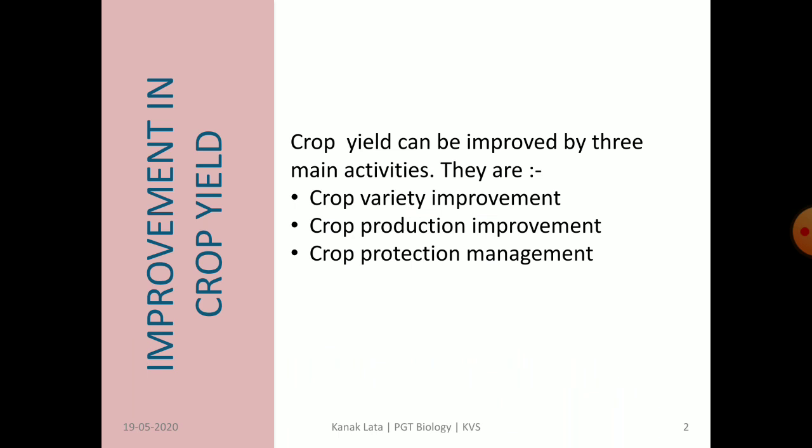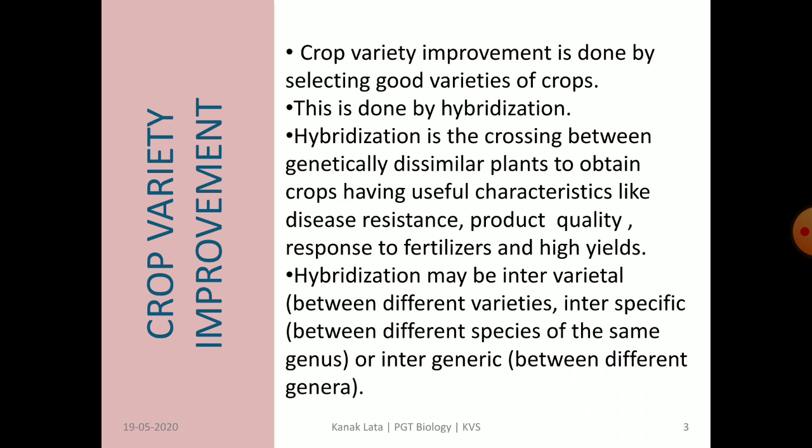Crop yield can be improved by three main activities, that is crop variety improvement, crop production improvement and crop protection management. But in this online session we will study only two, that is crop variety and crop production improvement. Let us see about crop variety improvement. It is about how we can develop a new variety of any crop. It is done by two methods, that is hybridization and genetic engineering.